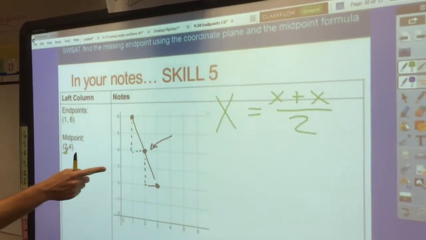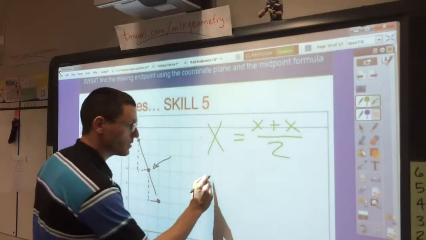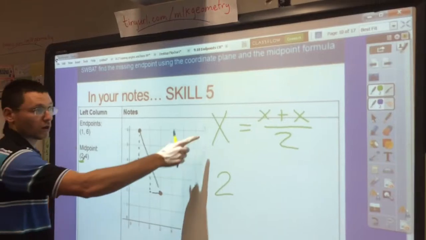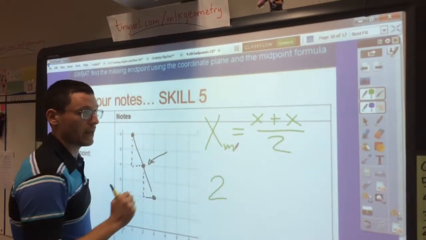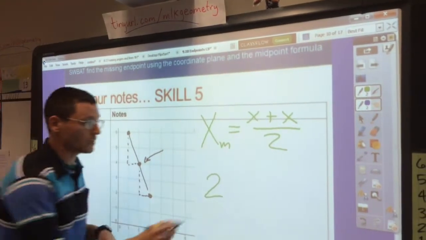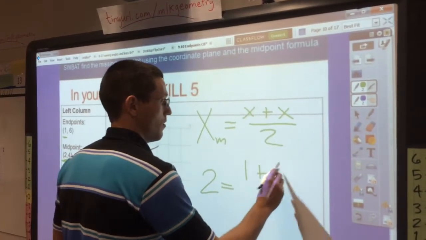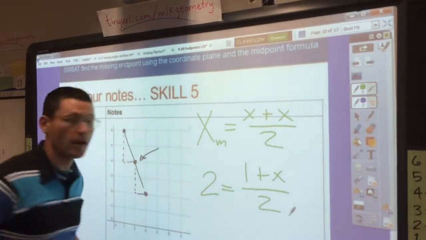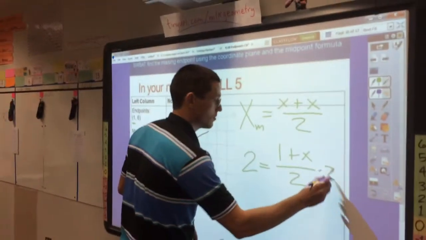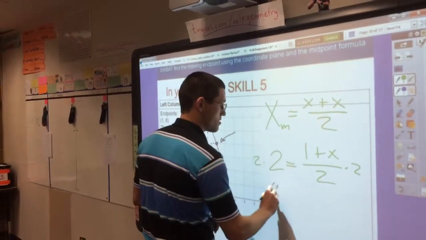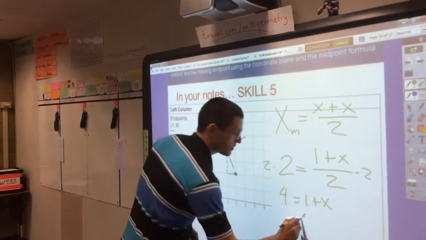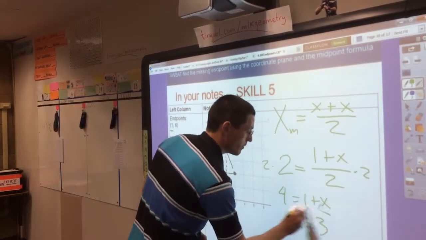Okay, so when we plug our values in, we're going to use the midpoint, and we're actually going to plug in over here, right? This 2 from our midpoint, we're going to plug in as this midpoint x value. All right, our other x value can go in either one of the other x spots. Okay, and now we've got an equation that we can solve for x. Multiply both sides by 2. Okay, and subtract 1 on both sides, we get x is equal to 3.